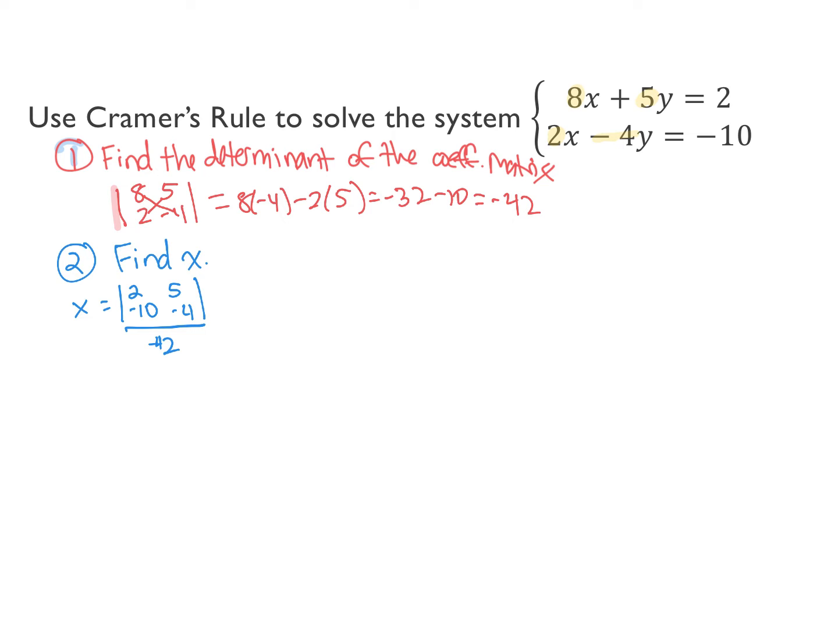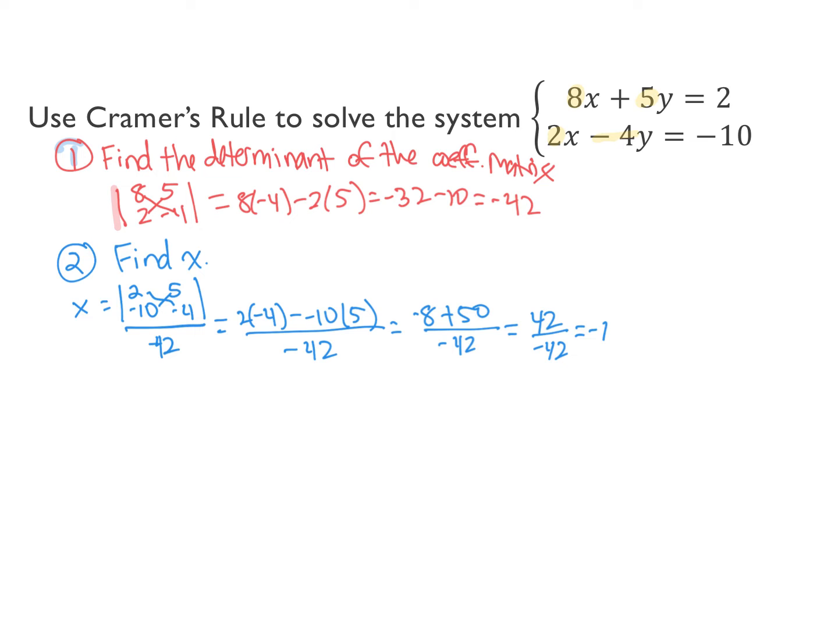And now we're going to find the determinant of the numerator and simplify. So we'll start at the top left with our diagonals. 2 times negative 4 minus negative 10 times 5 all over negative 42. And we clean it up. Negative 8 plus 50 all over negative 42, which ends up being 42 divided by negative 42, or negative 1.